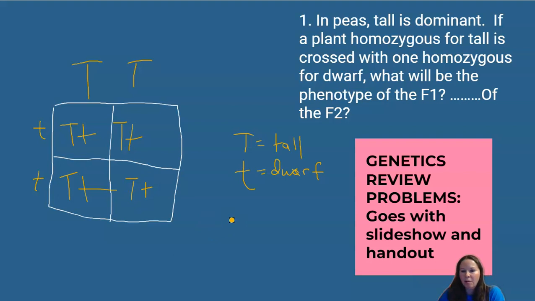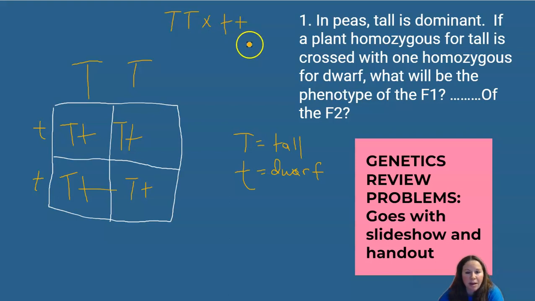So homozygous tall crossed with homozygous dwarf. What's the phenotype of the F1? Well, 100% of them are tall because the dominant allele big T is in each of the boxes. In fact, I wouldn't even have to do this problem with the Punnett square. You could also think of it this way, big T times little t.